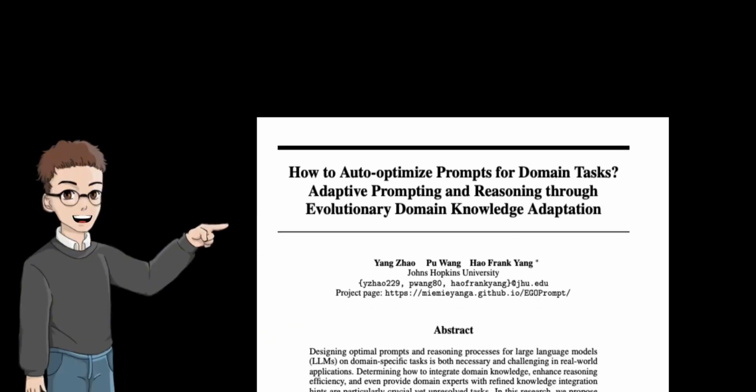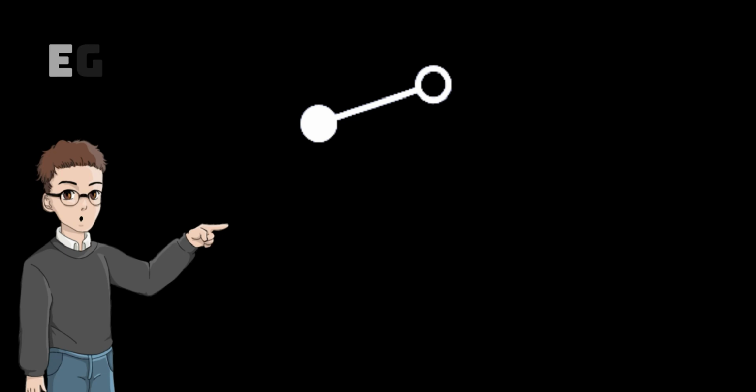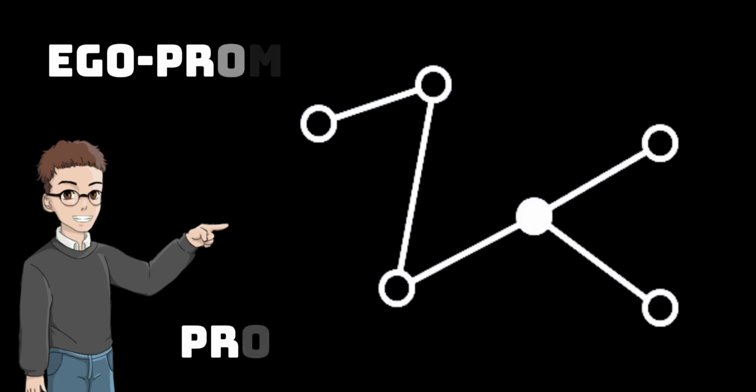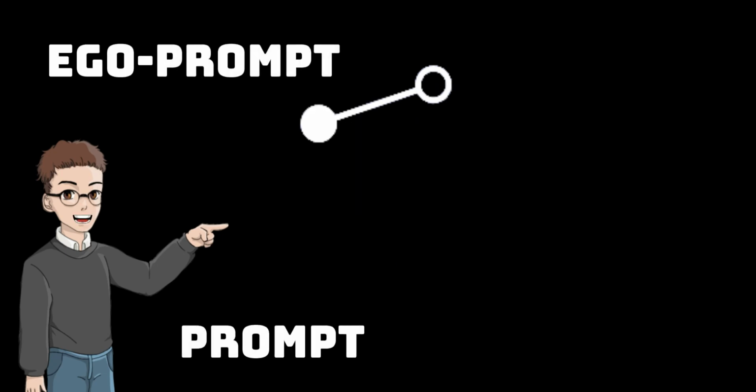To solve this problem, researchers at Johns Hopkins created a system called Evolutionary Graph Optimization Prompt. The idea is to treat expert knowledge as something that can change, not something fixed. EgoPrompt starts with an expert-made causal graph and then keeps updating both the prompts and the graph using real data.